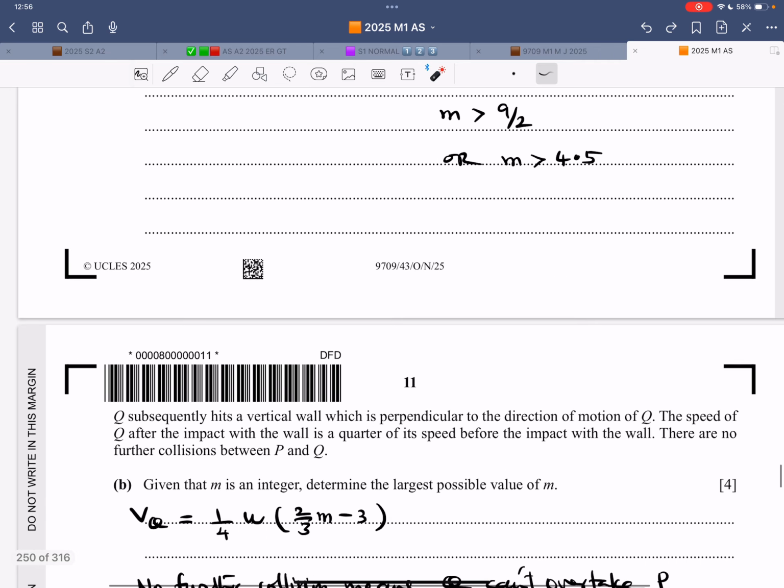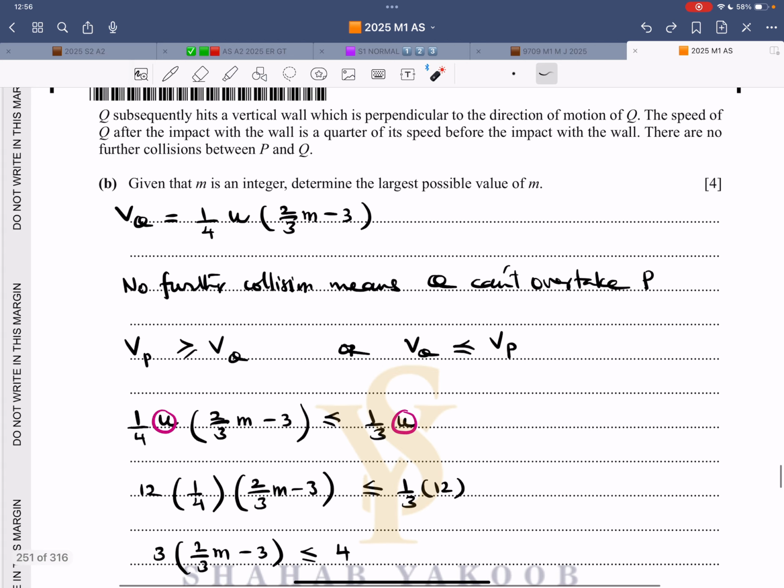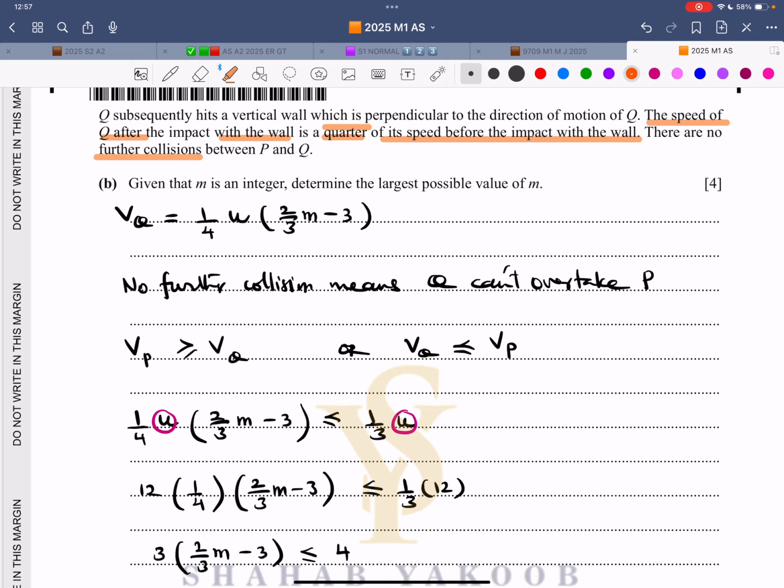So in mechanics, one or two parts are such which are out of the box. Now it says Q subsequently hits a vertical wall which is perpendicular to the direction of motion of Q. The speed of Q after impact with the wall is a quarter of the speed before the impact. There are no further collisions between P and Q. This is also important. Given that M is an integer, determine the largest possible value of M, for 4 marks.